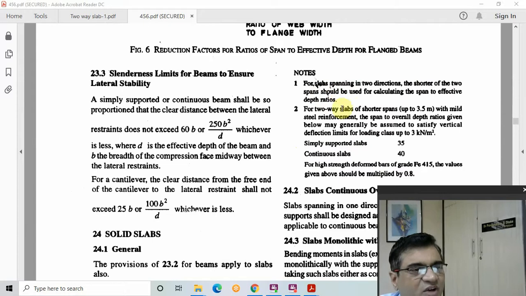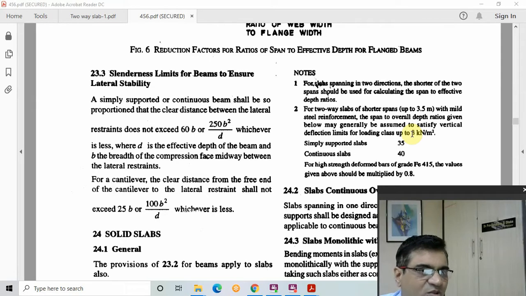Second point is for two-way slab of shorter spans, that is up to 3.5 meter, with mild steel reinforcement, the span to overall depth ratio, that means L by capital D ratio. The earlier values 7, 20, 26 are considered as L by small d, that means effective depth ratio, and here L by capital D may generally be assumed to satisfy vertical deflection limits for loading class up to 3 kN per meter square. It means live load up to 3 kN per meter square. Okay, so two conditions are given here.